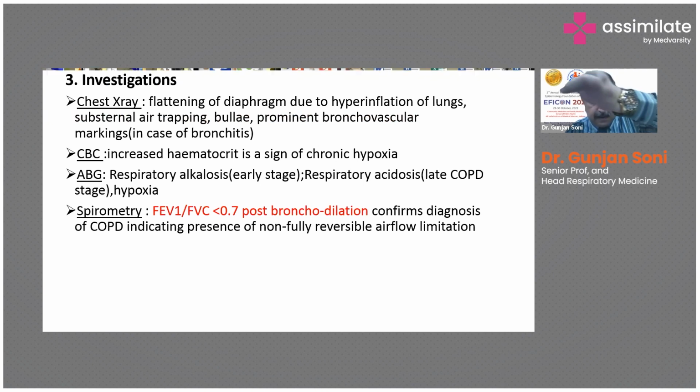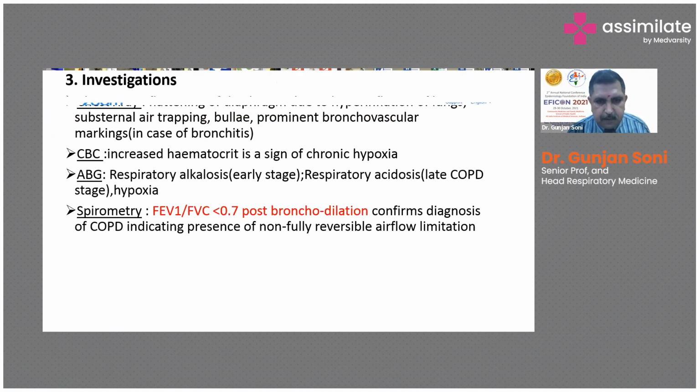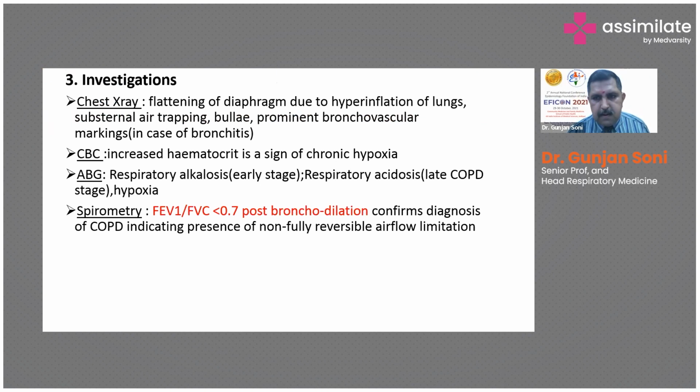So spirometry should be done. The FEV1/FVC ratio is less than 0.7, and post-bronchodilation testing will be useful; the reversibility will be partial in such a patient. We will not have the reversibility that we see in a patient of bronchial asthma. If there is reversibility and the patient has a history of smoking, that will be considered asthma-COPD overlap syndrome.